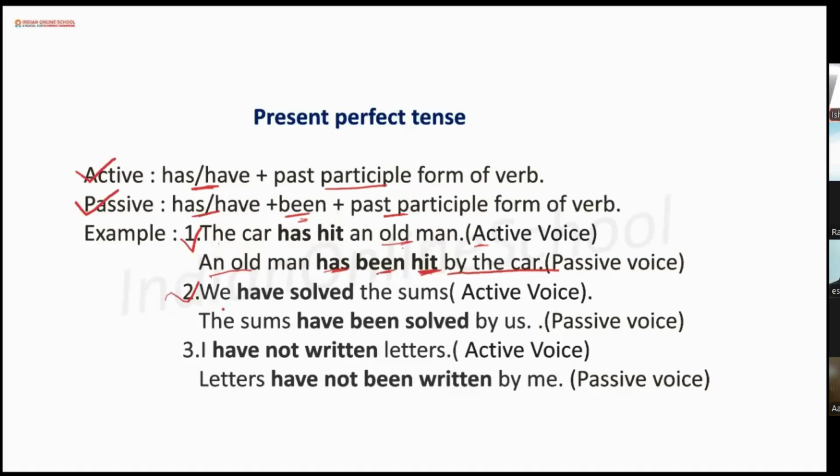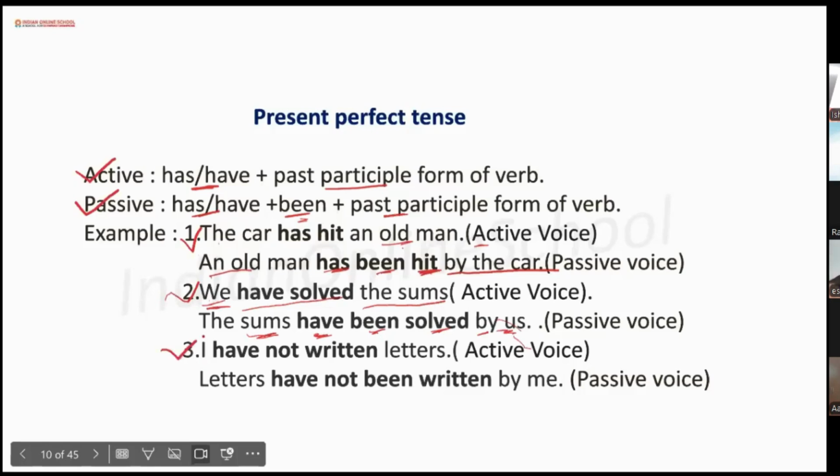So in example 2, we have solved the sums. Which one is the subject here? Ma'am, we. Okay. And have solved is the verb here. And then the object is? The sums. Yes. So when you convert it into passive voice, the sums becomes the subject, then have, and as per the rule, what comes after have? Been. Then it comes been solved by us. In the active voice, it was we, and in the passive voice, it has become us. Okay.